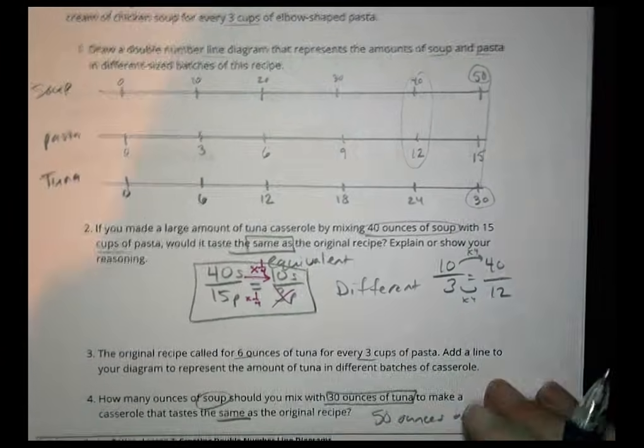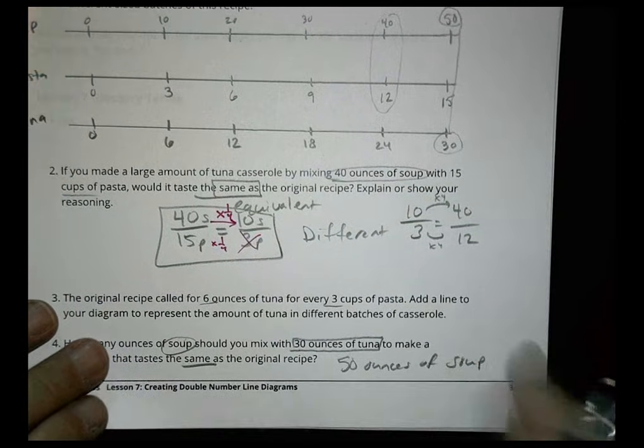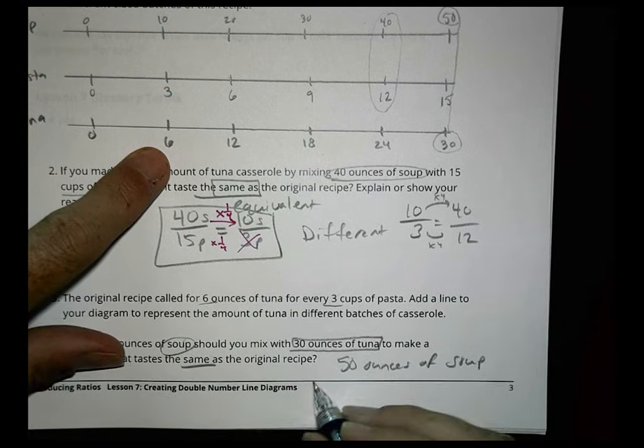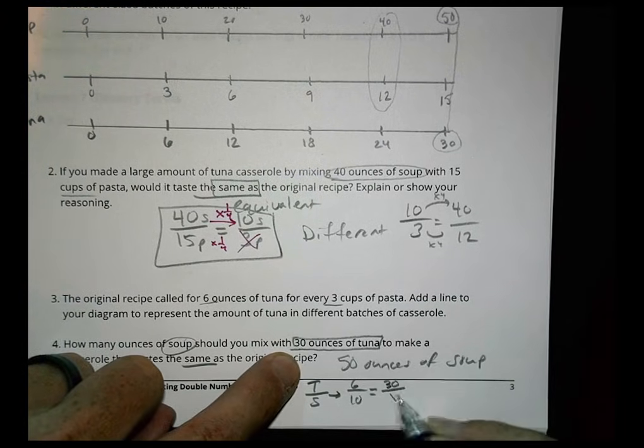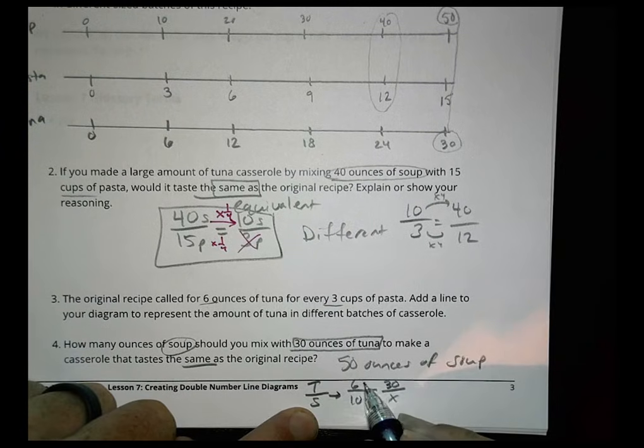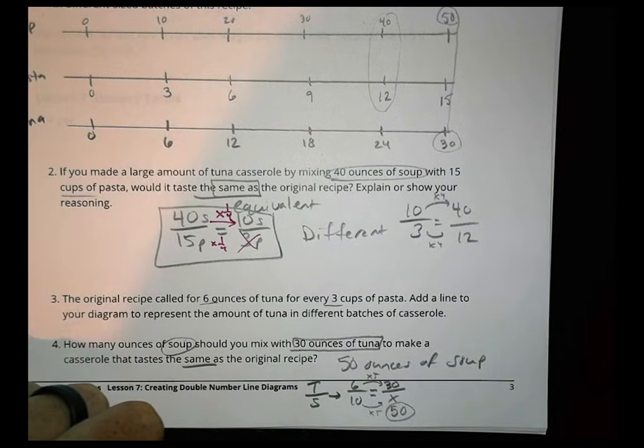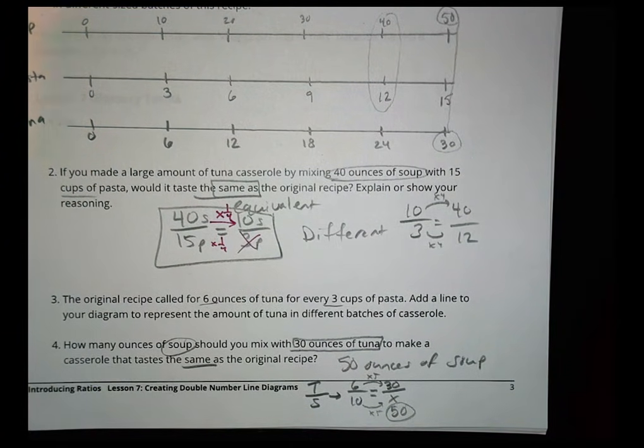Could I solve that one using a ratio and not a double number line? Yep, right? I could say that the tuna to soup ratio is a 6 to 10 ratio. And if I want that equivalent to 30 ounces of tuna, put 30 up there, I want to see how much soup I need. So to go from 6 to 30 is times 5, and 10 times 5 is 50. So I can solve it just like that, making sure it has that same relationship. Okay, so that is the idea.